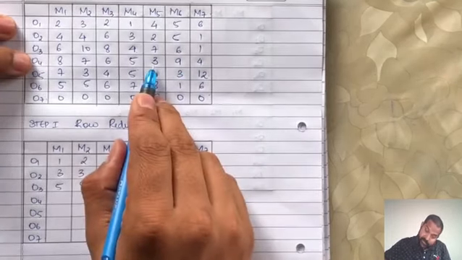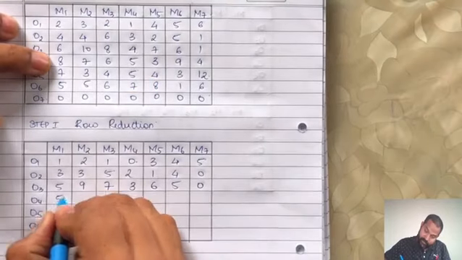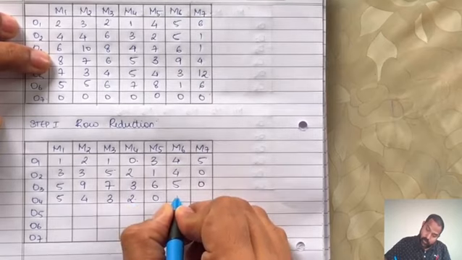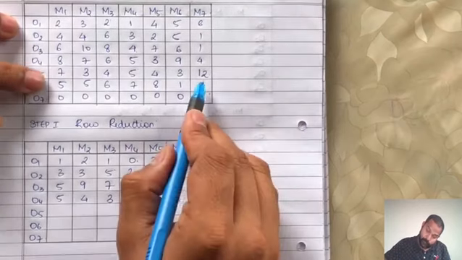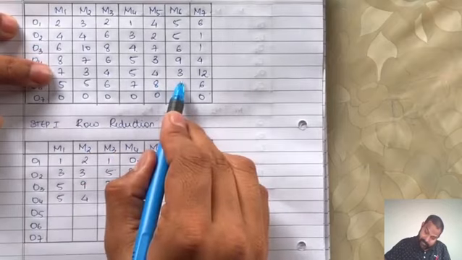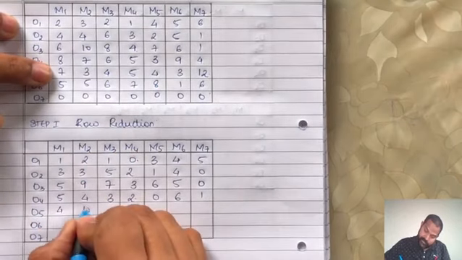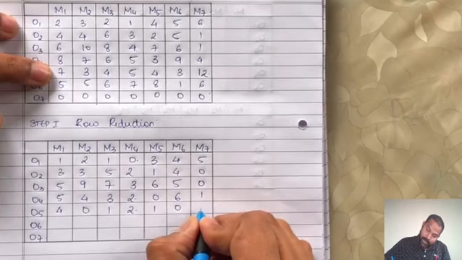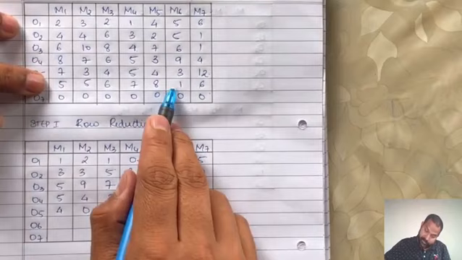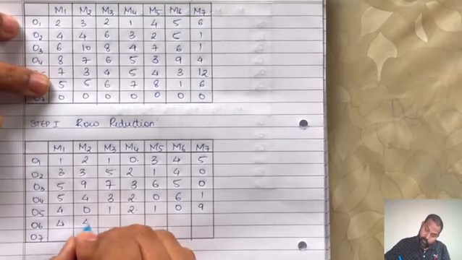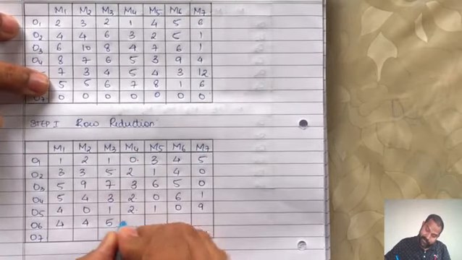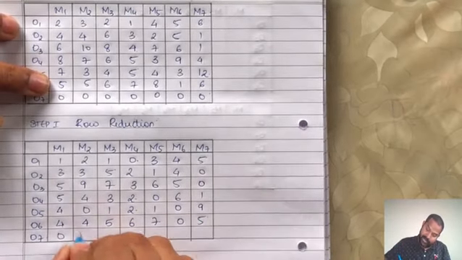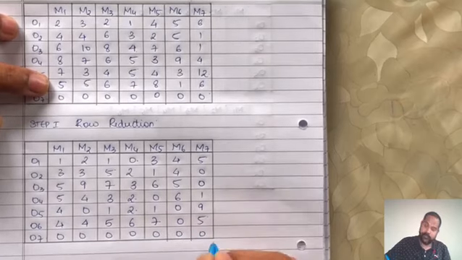Least here is 3. So 5, 4, 3, 2, 0, 6, 1. Least here is 3. So 4, 0, 1, 2, 1, 0 and 9. Least here is 1. So 4, 4, 5, 6, 7, 0, 5. And the last is a dummy, which will all throughout be 0.